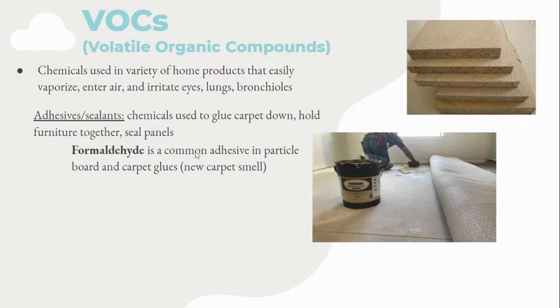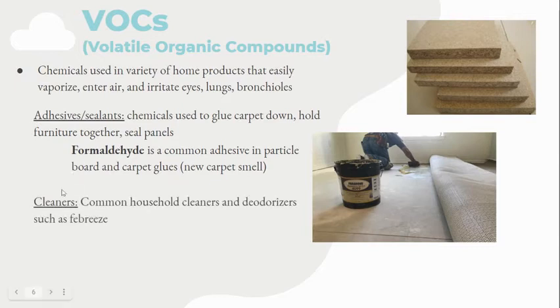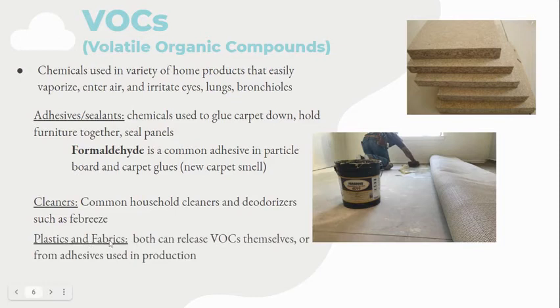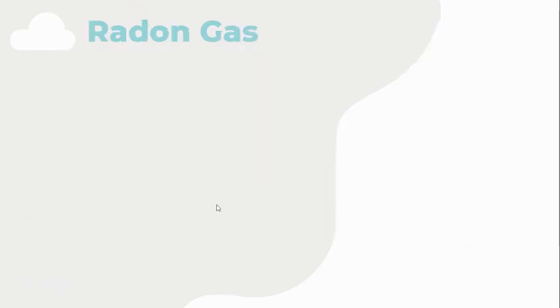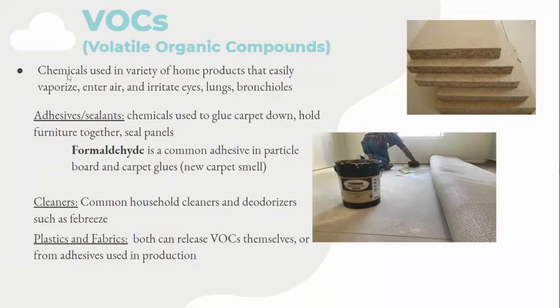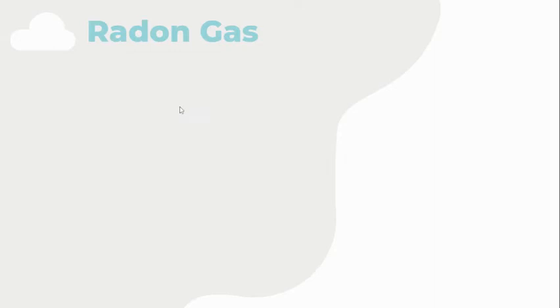But formaldehyde, a common adhesive in particle board and carpet glues. So that new carpet smell is actually a volatile organic, formaldehyde. Household cleaners and deodorizers such as Febreze, and plastics and fabrics can also release VOCs themselves. So we can just be more conscious about what we choose to use, and this is not something that's easy to do, but it's something that should be done carefully.